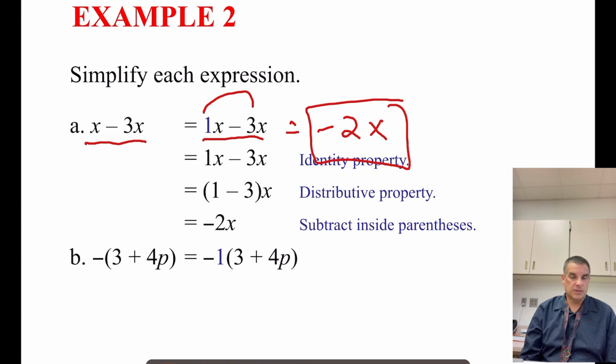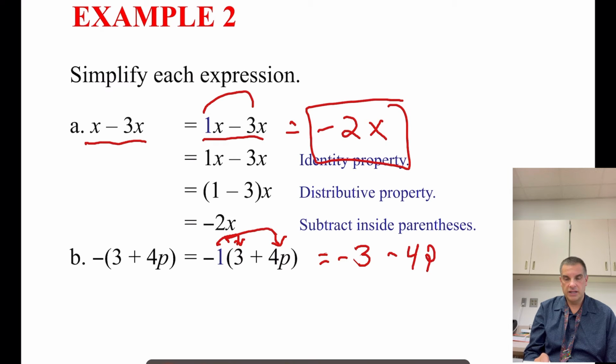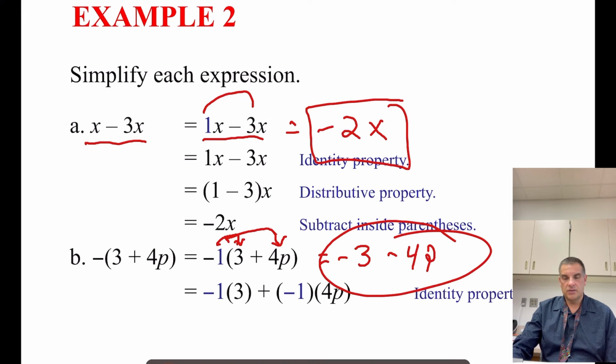With this next one, if that negative 1 is out front, we do have to distribute that negative into each of these pieces. So negative 1 times 3 is equal to negative 3. Negative 1 times 4 is equal to negative 4p. Those don't have anything in common. So then at this point, you are done. And you can just leave them alone.